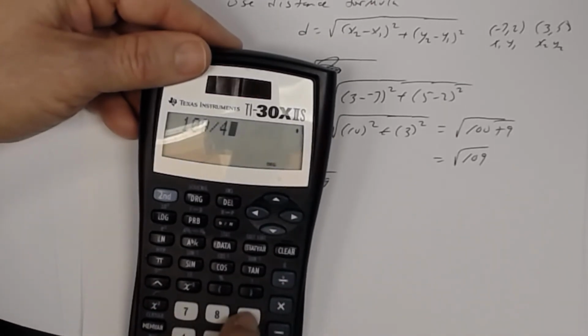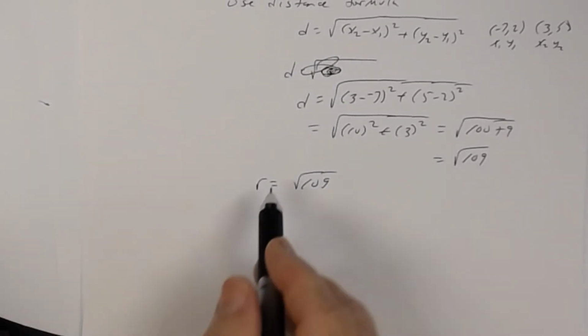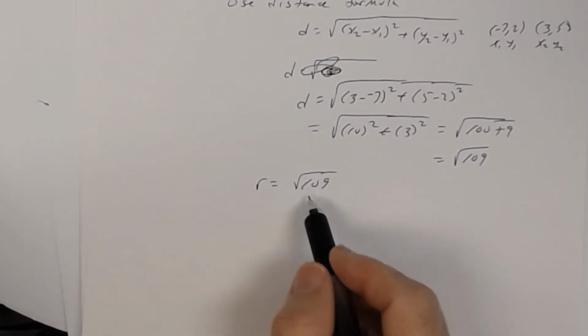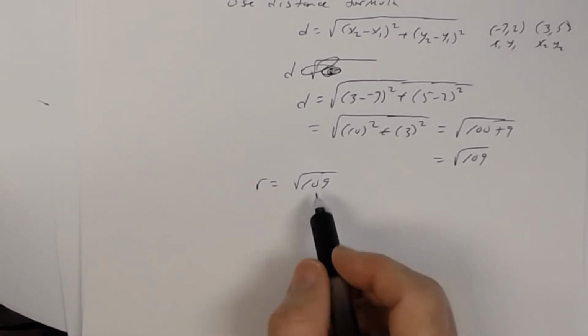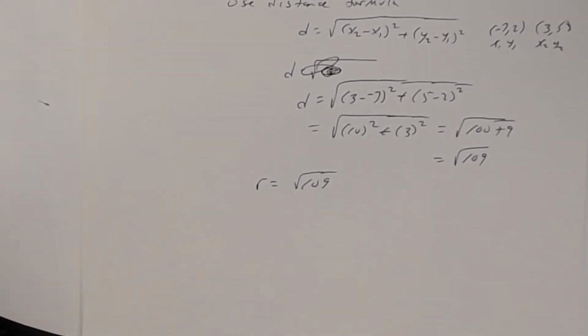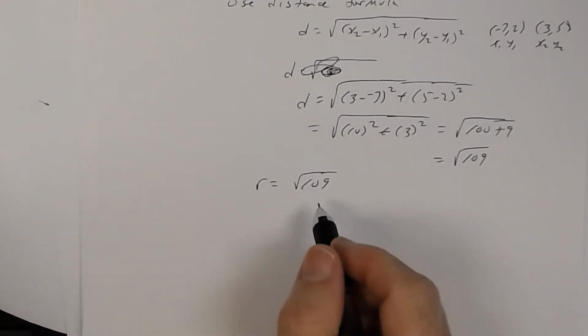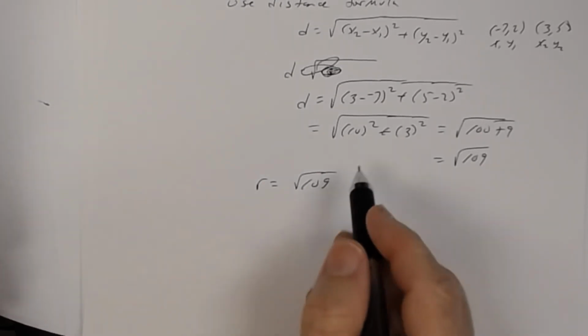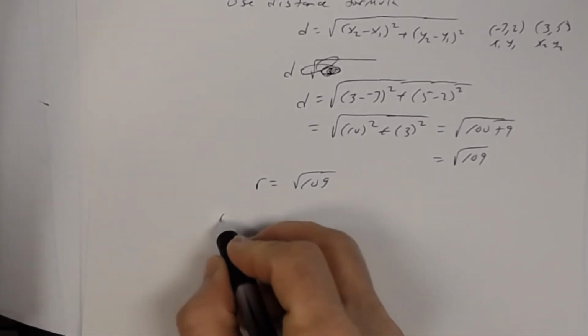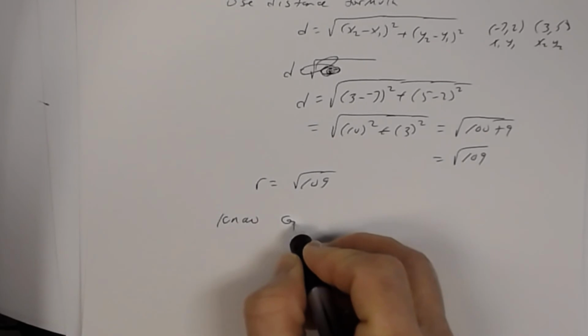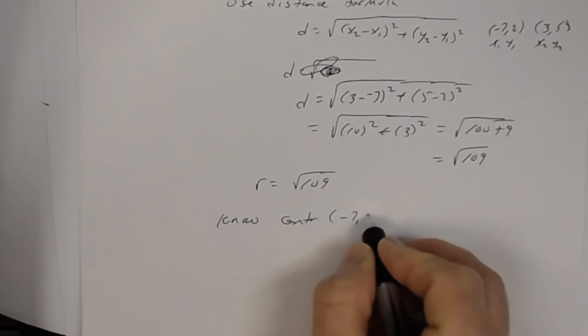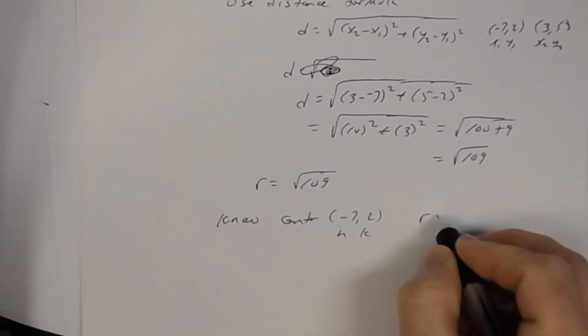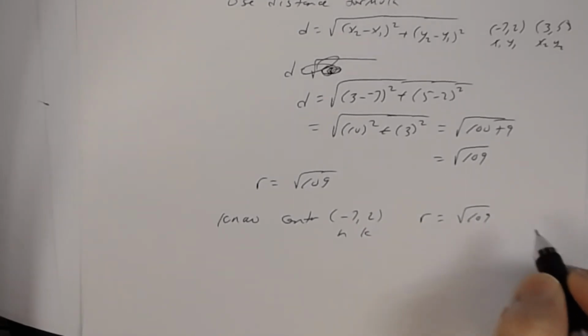49, let's see 49. Nope. All right. So the only perfect square then that goes into 109 is 1. Okay. All right. So we found the radius. So now I know the center. Your center is negative 7, 2. So there's your h, k, and you now know the radius, the square root of 109.